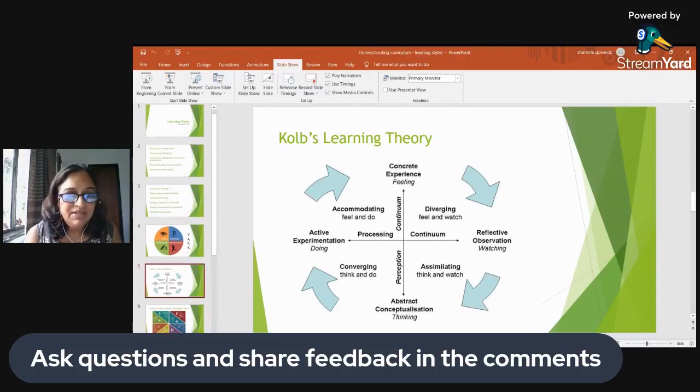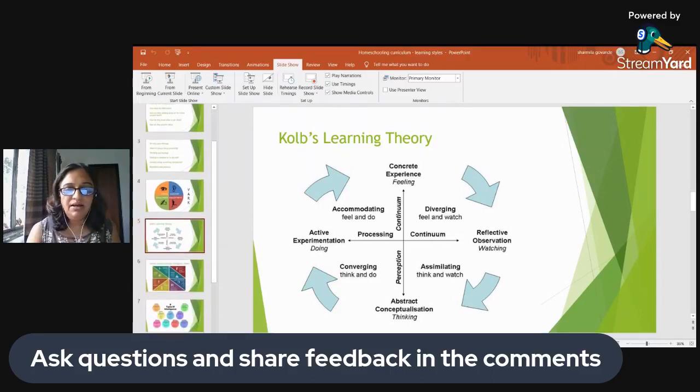And then, recently there has been another theory that has gained a lot of popularity. And this theory is Howard Gardner's multiple intelligence theory. Now, here I want everybody to understand what Howard Gardner is talking about.